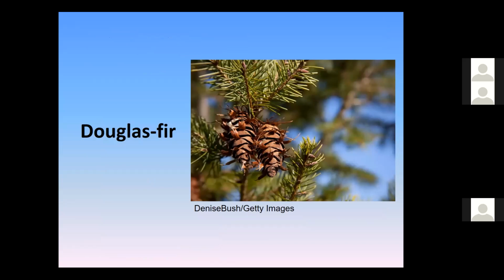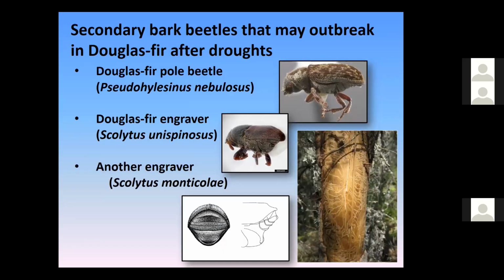Okay, so I'm going to go through some specific tree types that you may be interested in, and the kinds of major pests in smaller trees that might be an issue with these trees. So we'll start with Douglas fir. And I mentioned these secondary bark beetles. So these are just some of the specific ones that you might find in Douglas fir.